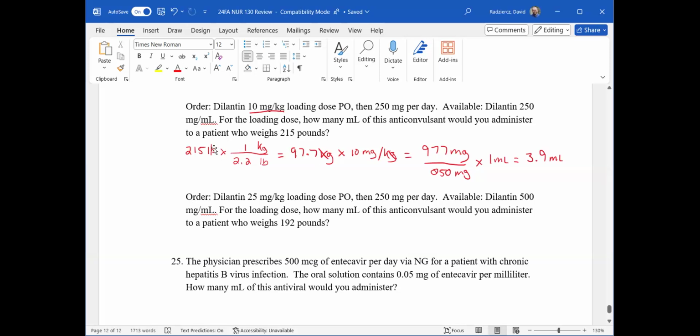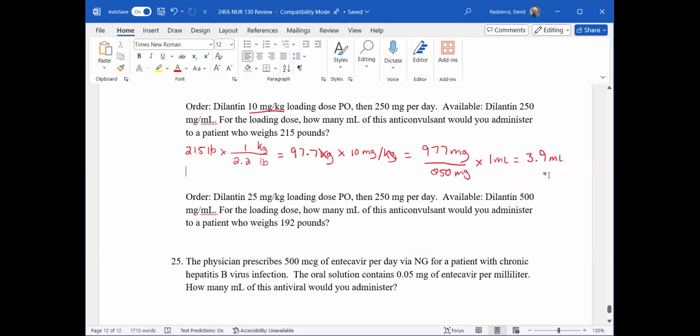So in this scenario, I took 215 divided by 2.2, and I got 97.7. I rounded to the nearest tenth. I multiplied by 10 and I got 977. Then I divided by 250 because my order said 250 milligrams per milliliter.